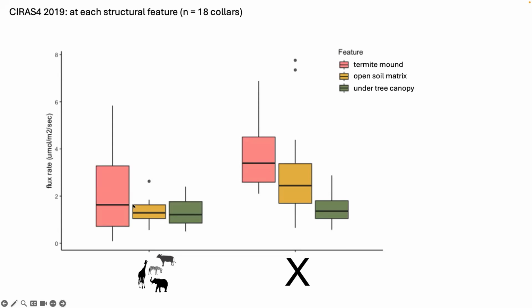And then we can see that in pink here, termite mounds, in yellow, open soil, and in green, under tree canopies. And there doesn't seem to be a huge difference in the herbivore plot, but in the exclosure plot, we see this stepwise decrease in soil carbon flux from termite mounds, where there's a lot of biological activity, a lot of below ground venting, a lot of channels through which carbon dioxide can travel, to the open soil matrix, and then under the tree canopy. So a little bit different from what we observed before, but still an interesting pattern.